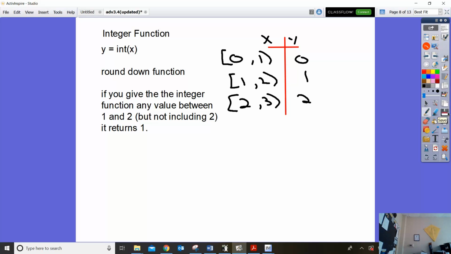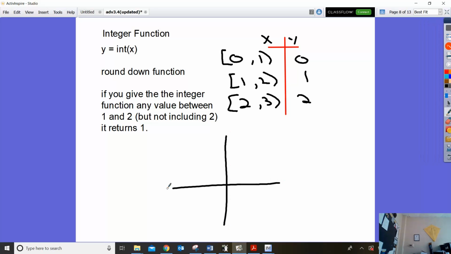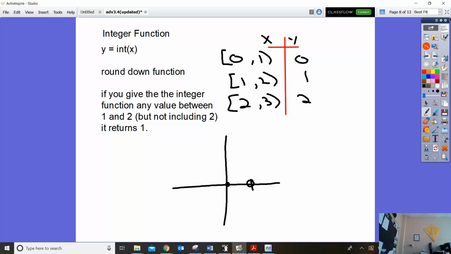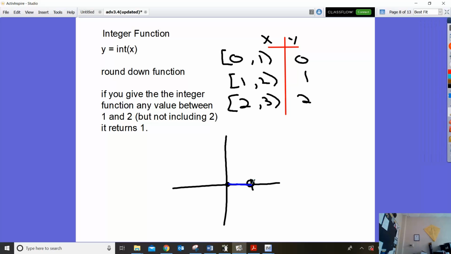All right, the bracket says I can be 0. I can go all the way out to where x is 1. Am I allowed to be 1? No. That's an open hole. When we're doing stuff like that, it's an open hole. I've got that right there.